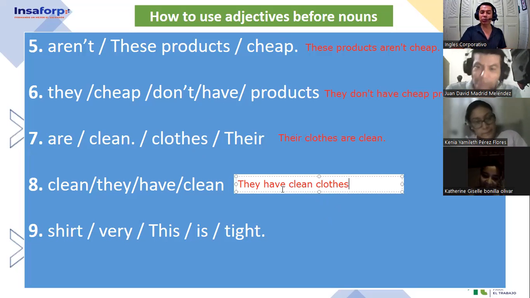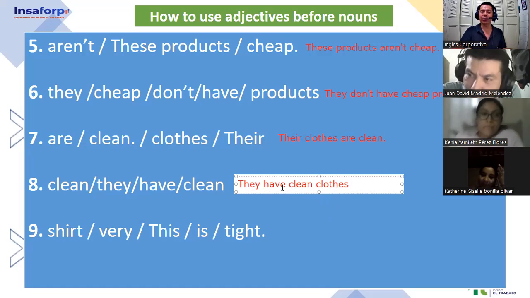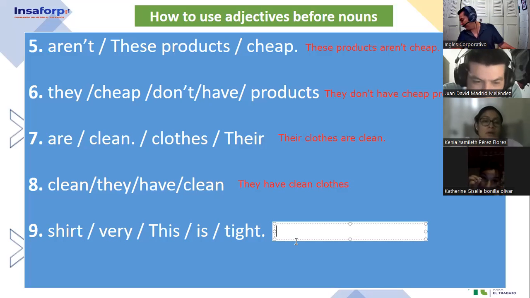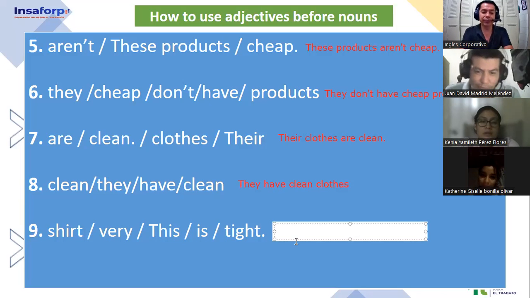Ya se fijaron que estamos usando have, has y don't have, okay? Y luego usamos el adjetivo y el nombre, right? Number 9, the last one, right? And who's this? David, please. It's your turn, David. This chair is very thin. Very tight, right? Muy apretado. Tight. Very tight.